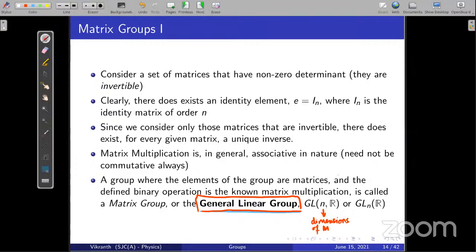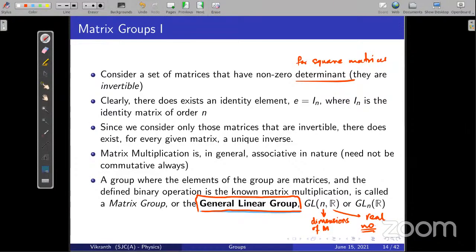All of these are square matrices. You can only find the determinant for square matrices. So by default, our matrix group consists only of square matrices of order n, or of dimensions n cross n, and they're defined over the real numbers. So this implies real numbers.